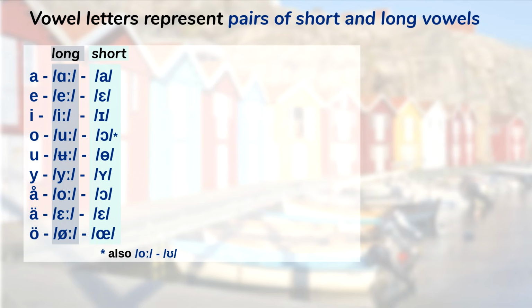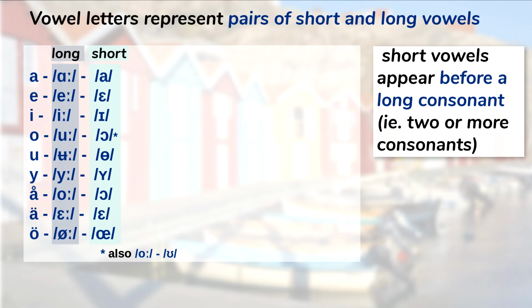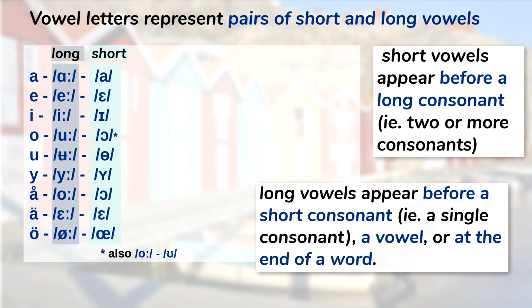The vowel letters represent pairs of short vowels and long vowels, with short vowels appearing before a long consonant, that means 2 or more consonants, and long vowels appearing before a short consonant, meaning a single consonant, or before a vowel or at the end of a word. In most cases, the long and short vowels are also different in quality, not only length.